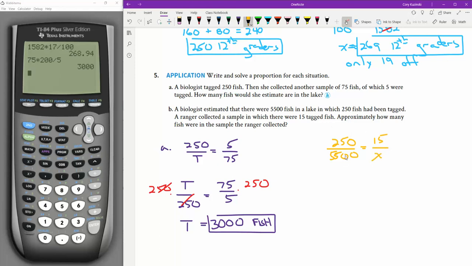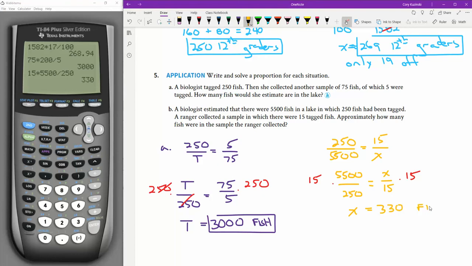So tagged to total, tagged to total. This should do the trick. Let's flip this, invert it. 5,500 over 250 equals x over 15. Multiply both sides by 15. Punch this into the calculator and we'll have our answer. So specifically 15 times 5,500 divided by 250, 330 fish in the sample.